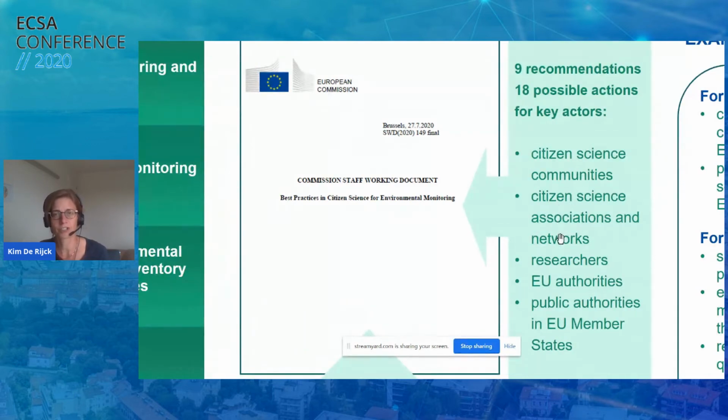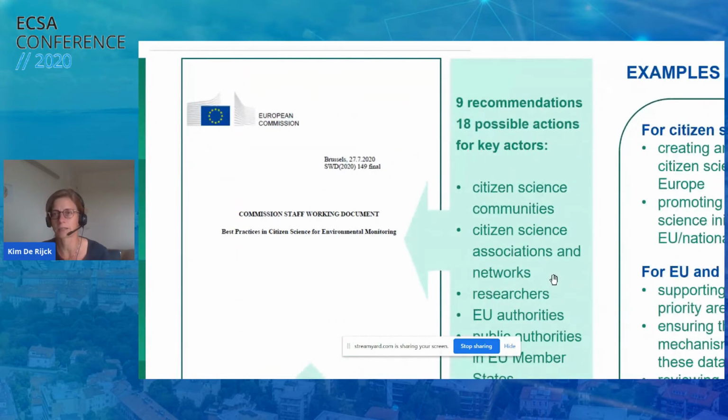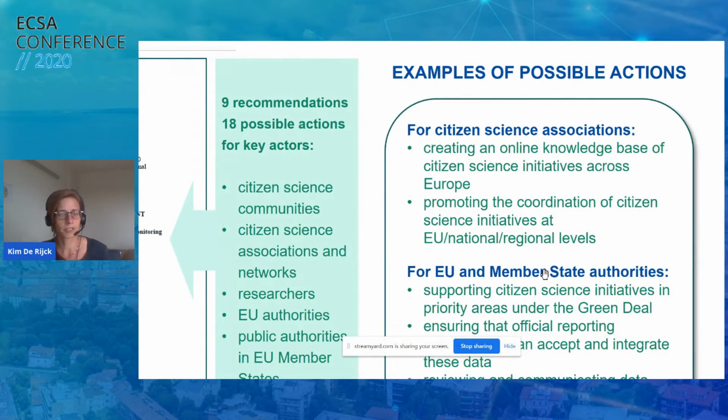There are also the associations and networks at national, but also regional and local level. Researchers are very important contributors as well, along with EU authorities and public authorities in member states. These also include the environmental protection agencies, but statistical offices, for instance, also play a role in collecting and analyzing data. So what are these possible actions and recommendations? It's quite an extensive part of this guideline, and I really recommend you download it and look into it. I just give a few examples here, a very tiny snapshot of what is inside.